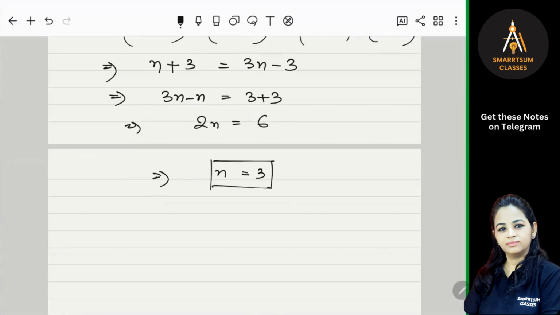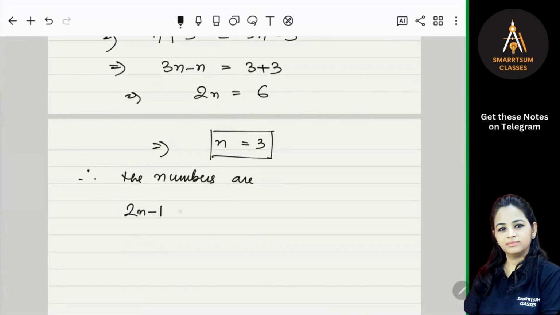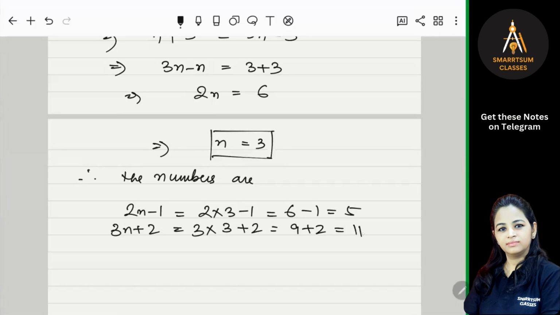N is 3, right? Now therefore the numbers are: 2n minus 1. Putting the value of n here, 2 into 3 minus 1, that is 6 minus 1, 5, right? Then the next number is 3n plus 2. Putting the value of n, 3 into 3 plus 2, 9 plus 2, that is 11. Then 6n minus 1, the next number. Putting the value of n, 6 into 3 minus 1, 18 minus 1, that is 17. So these are the three numbers in the AP.